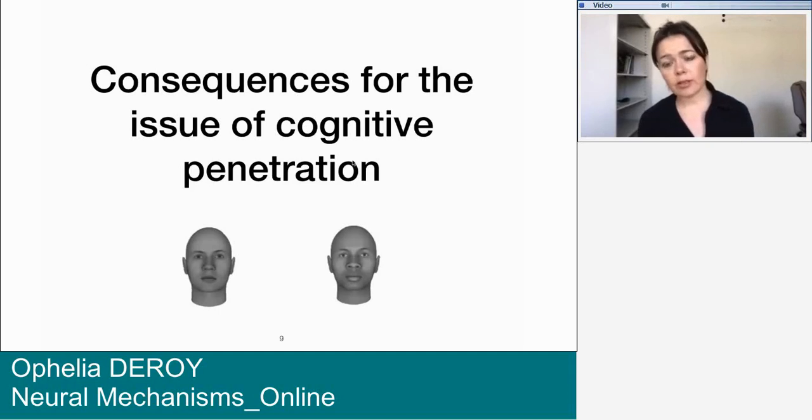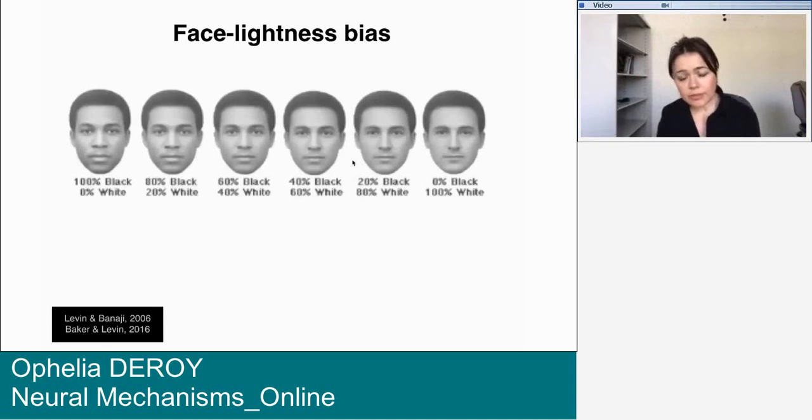And in order to make these consequences a bit more visible, and also to connect to some other part of my work, which has to do with conducting experiments in collaboration with scientists, I want to focus this second part of the talk on a distinctive effect that was much mentioned in the literature as a very problematic case for cognitive penetration. This is the example that you might be familiar with, documented as a face-lightness bias.